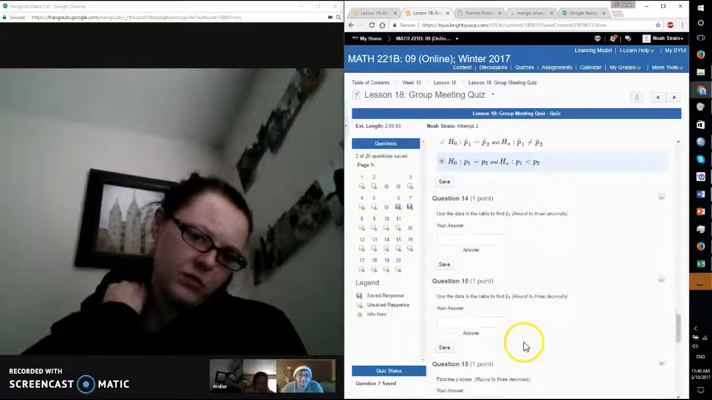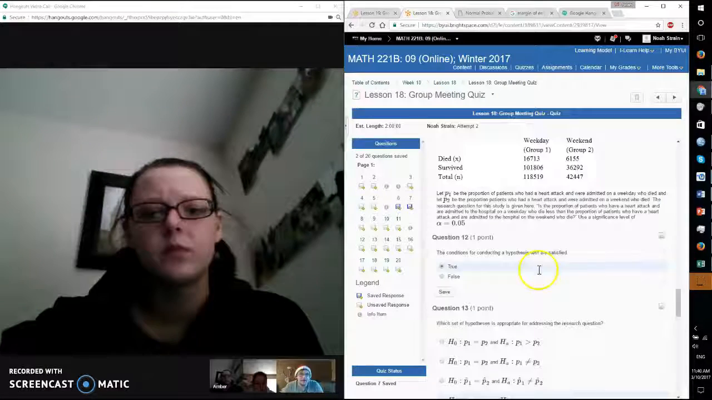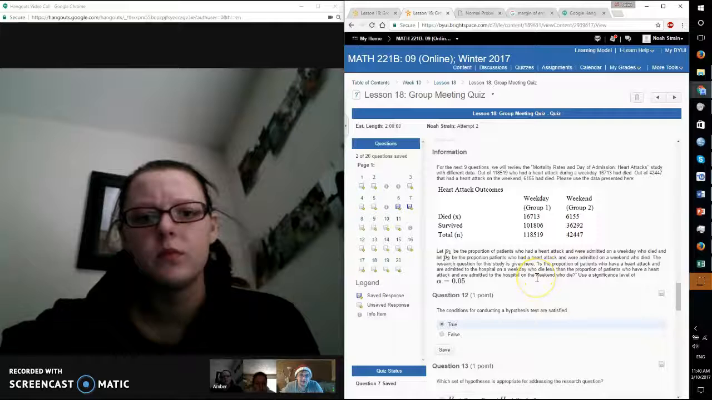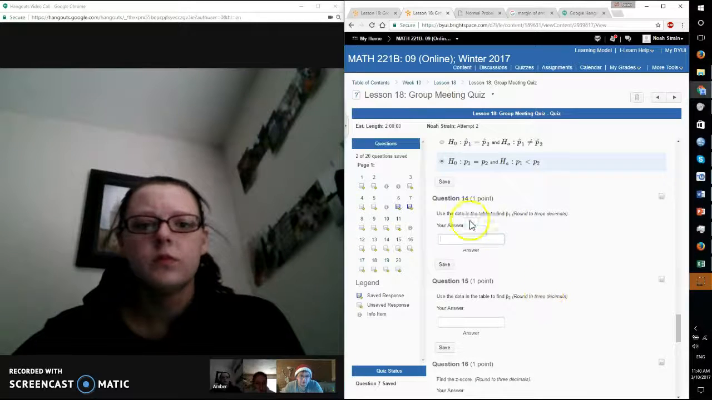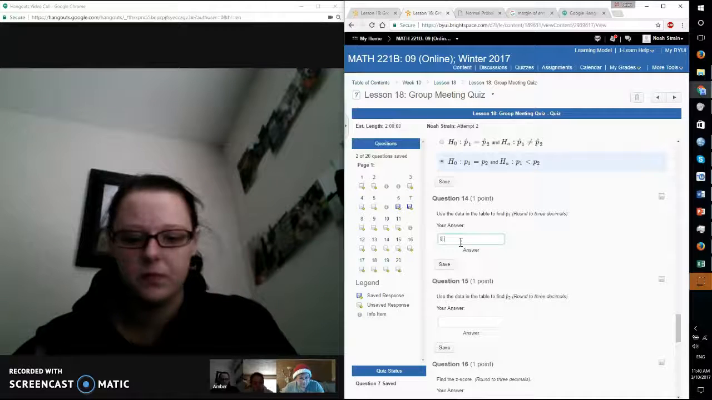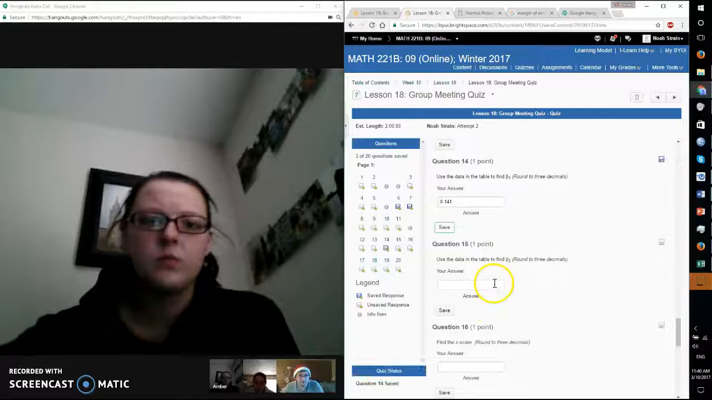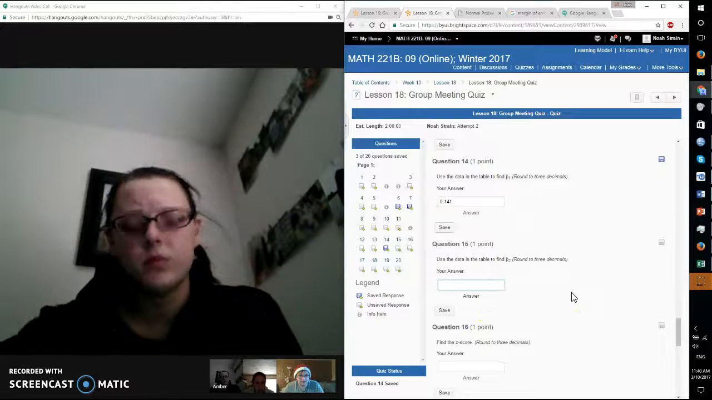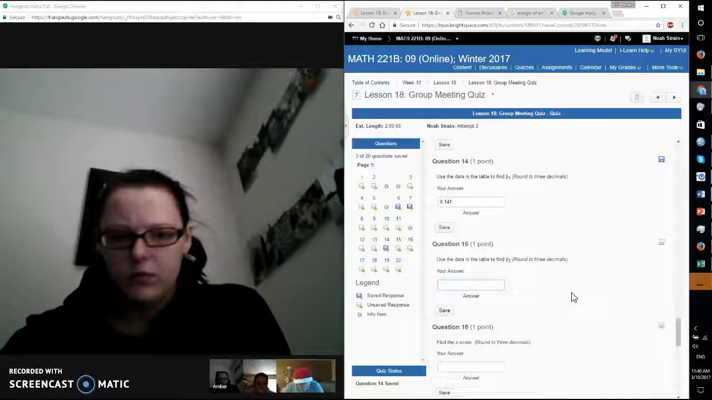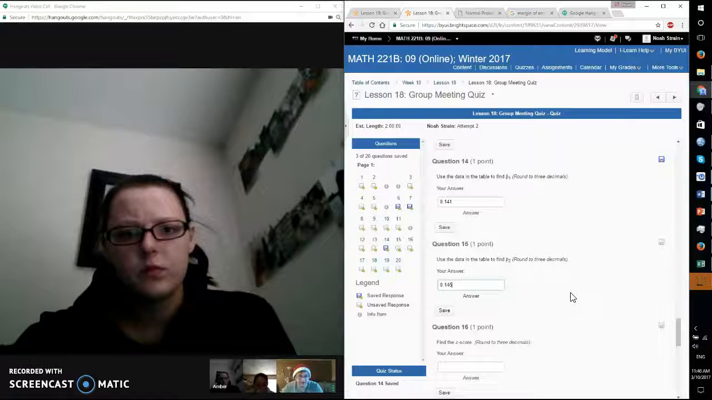That's D. And use the data in the table to find p hat 1. So we take those who died in group 1 divided by the total admitted, and we get 0.141. And use the data in the table to find p hat 2, which is the other data set, and we get 0.145.